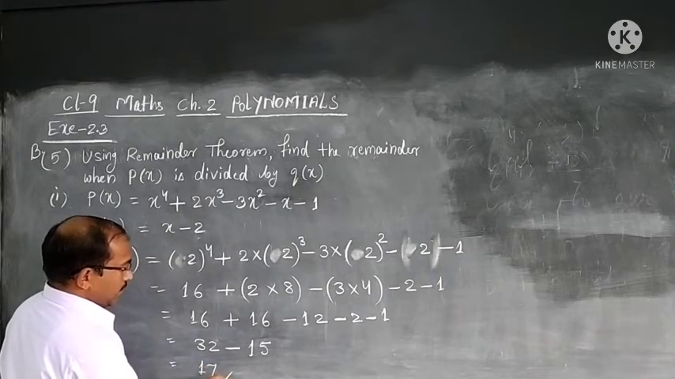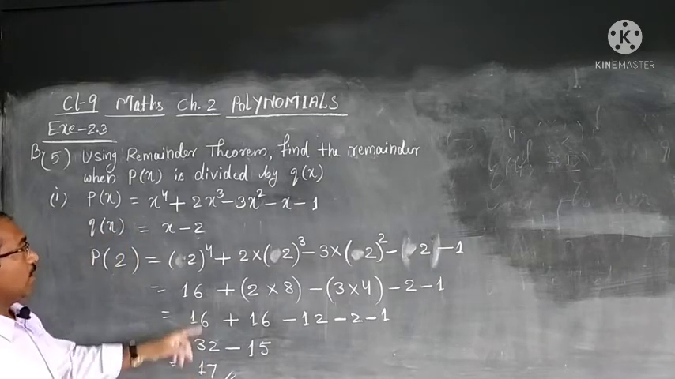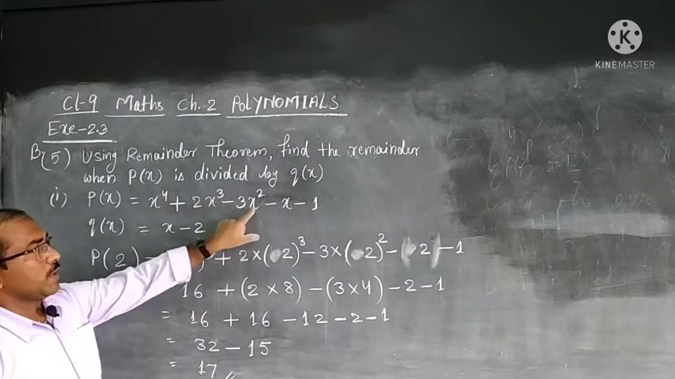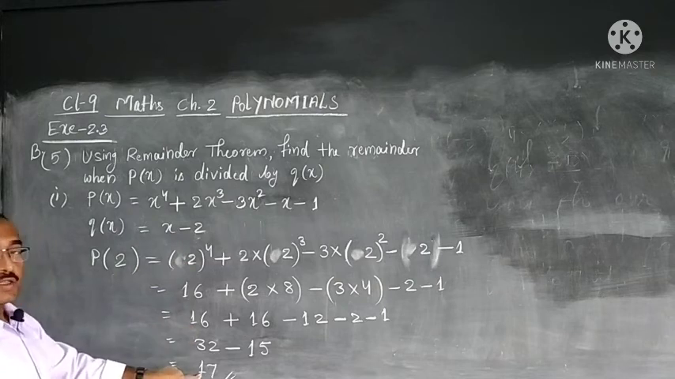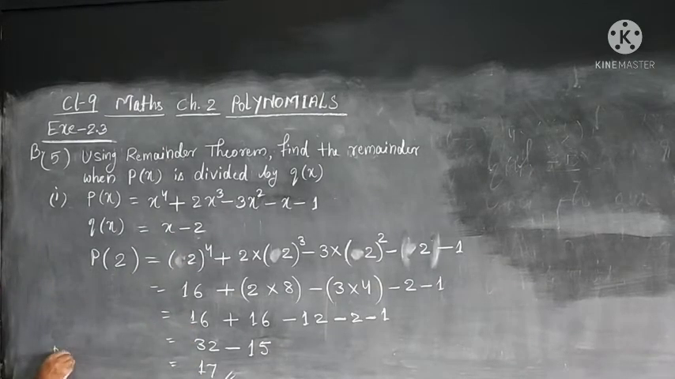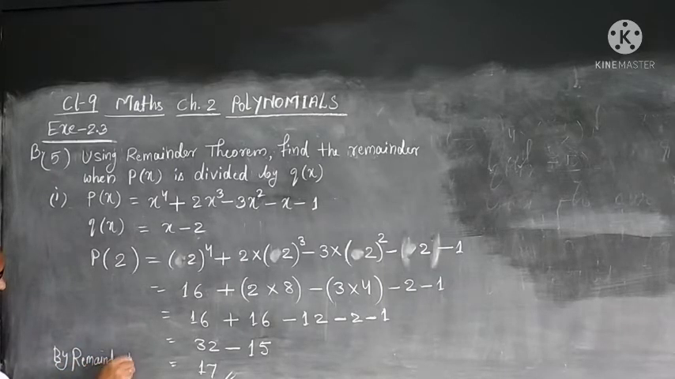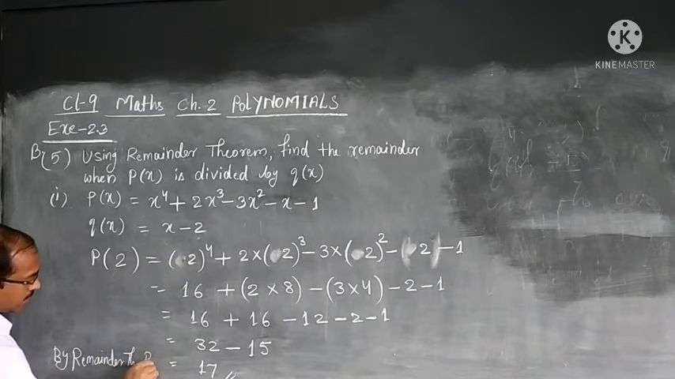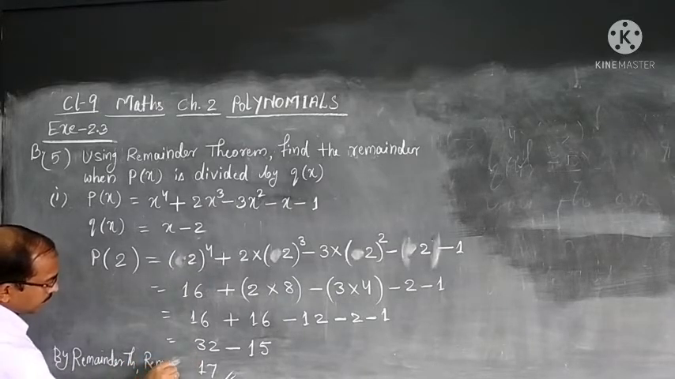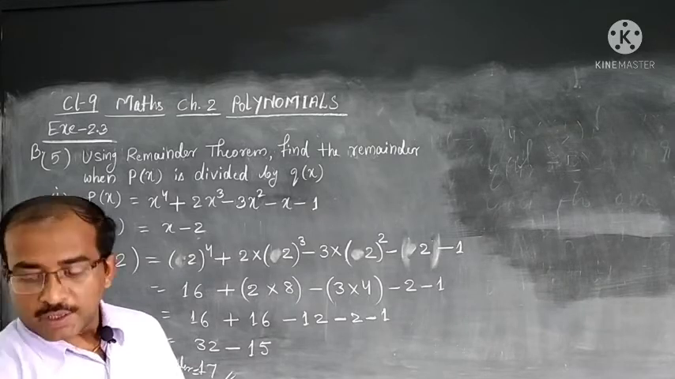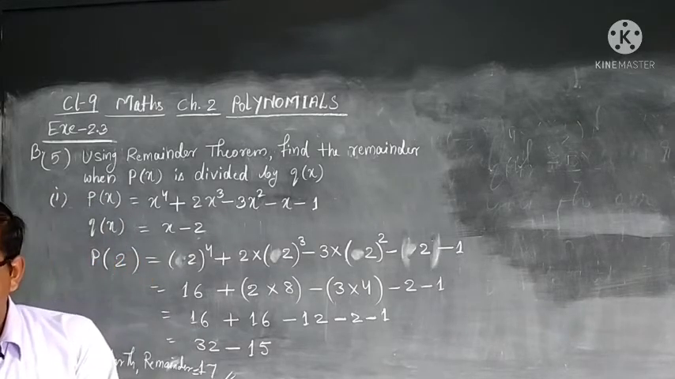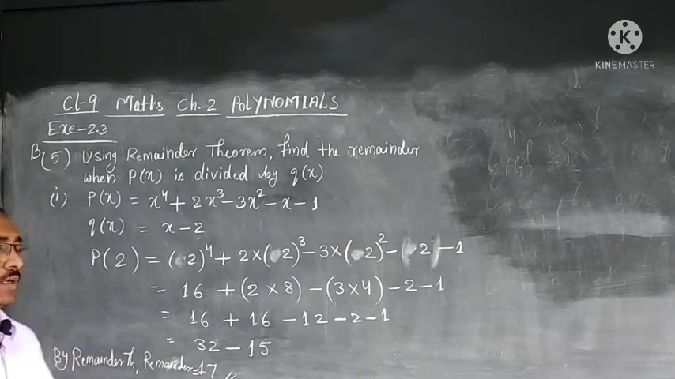So, by the remainder theorem, the remainder we get when x to the power 4 plus 2x cube minus 3x square minus x minus 1 is divided by x minus 2 is 17. We can write here, by the remainder theorem, remainder is equal to 17. I hope you are understanding very well. Again, 2 more questions are there in this question 5. Let us do them, we will see how that is done.